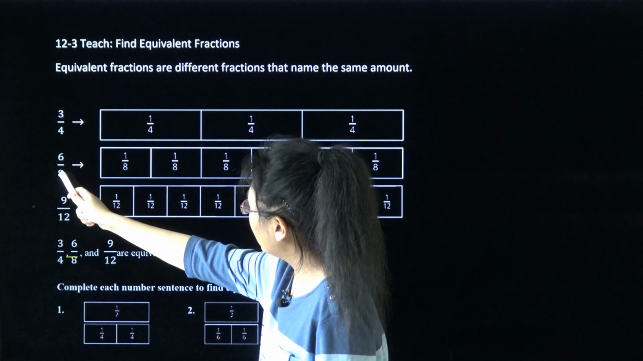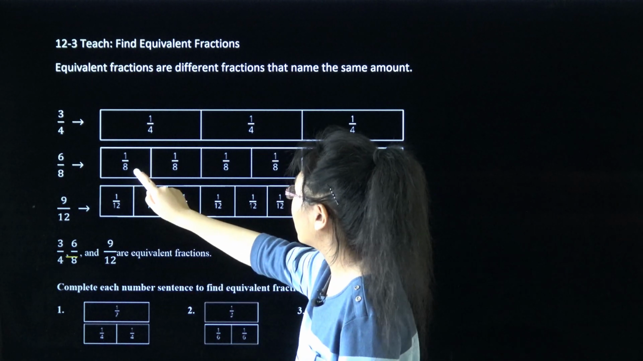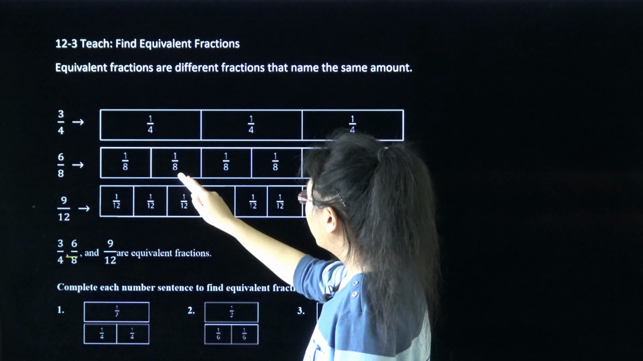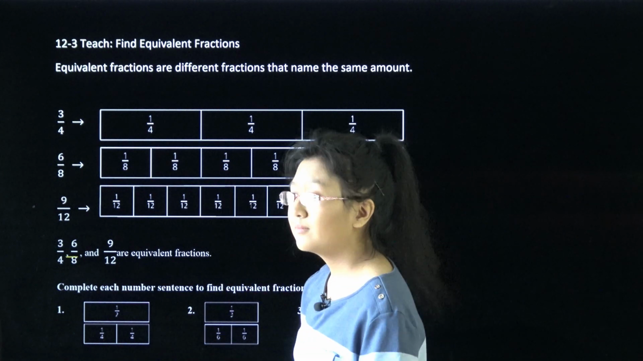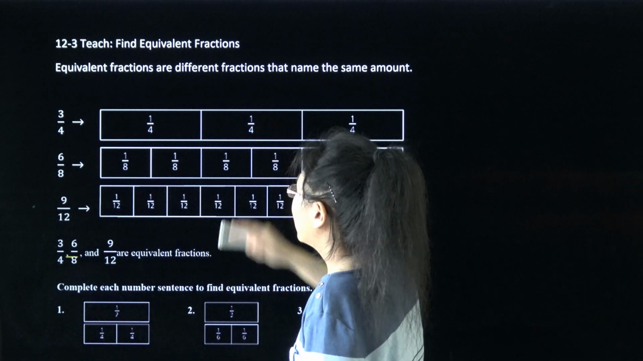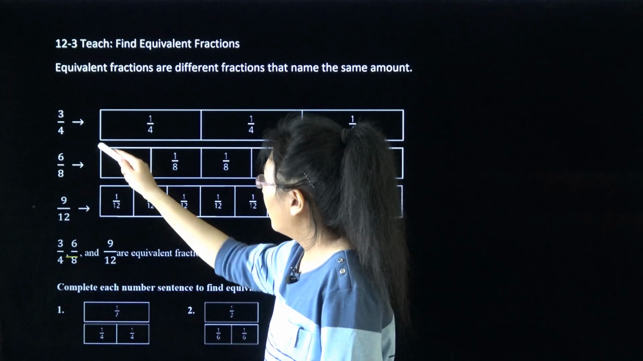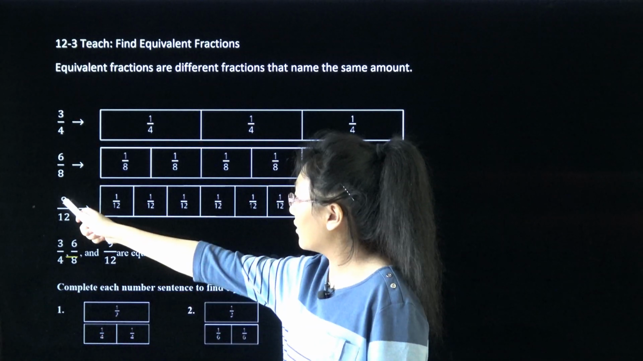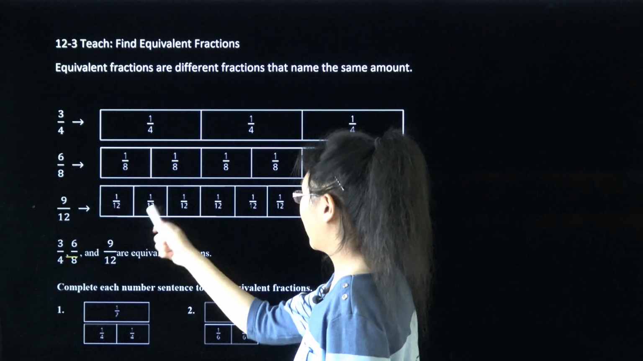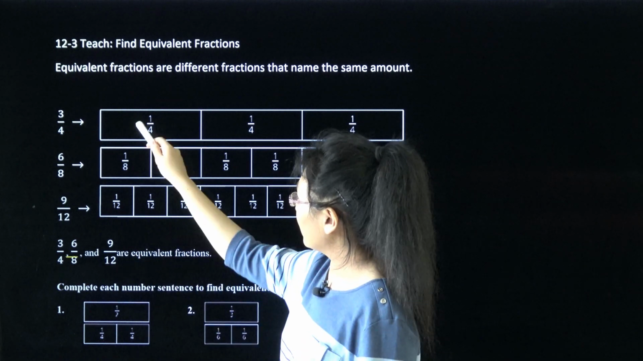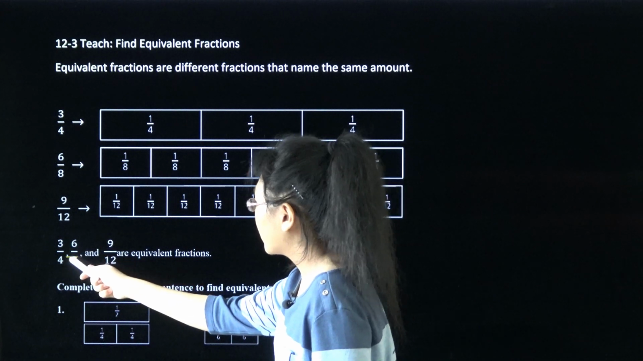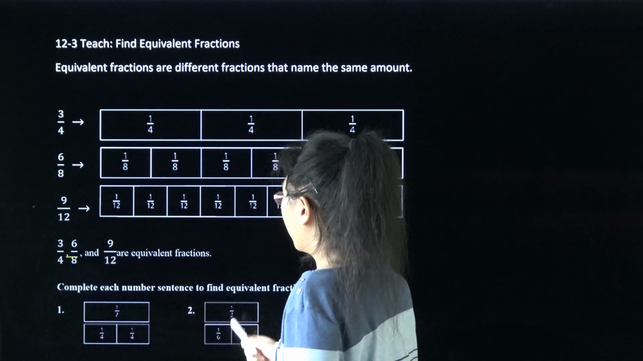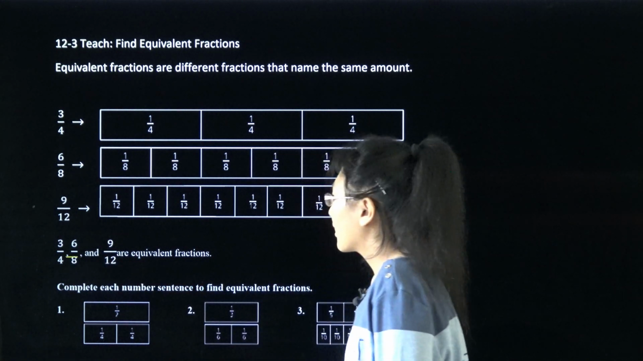So this one is 6 over 8. And 6 over 8 is equal to 1/8, 1/8, 1/8, 1/8, 1/8, 1/8. So 6 eighths, which, as you can see, is equal to 3/4. And there's also 9/12, so 9 twelfths. And that's also equal to 3 over 4. So 3 over 4, 6 over 8, and 9 over 12 are equivalent fractions.